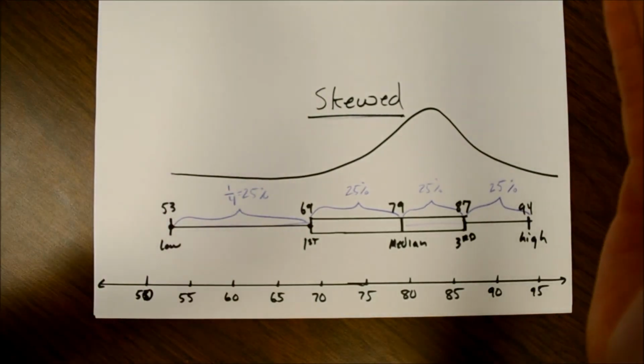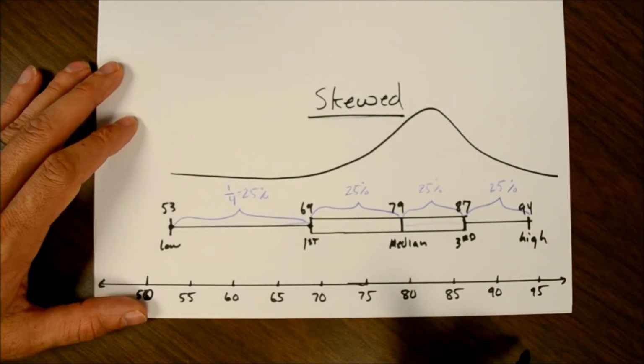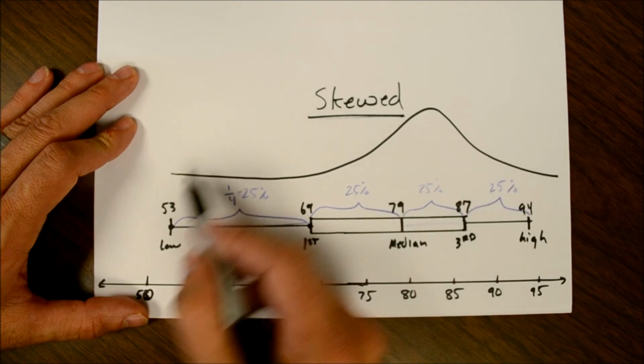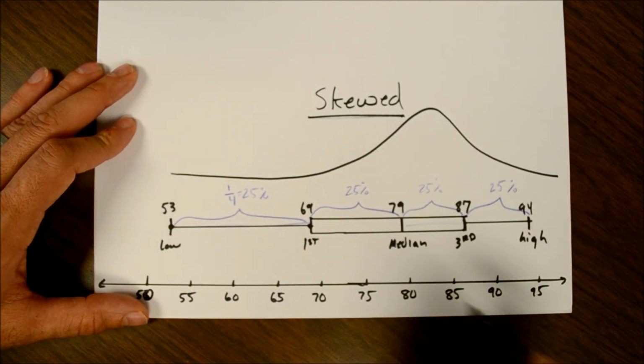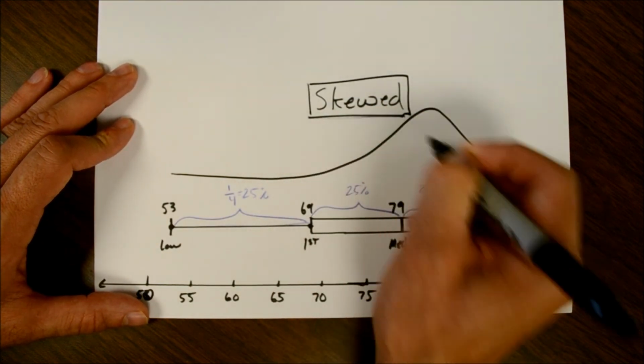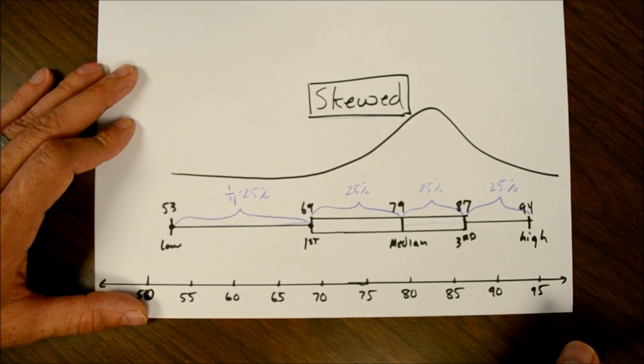I just wanted to give you an example of one, how to create a box plot, and what it is you can see once you lay that out. In other words, whether or not something is skewed and which direction it's skewed.